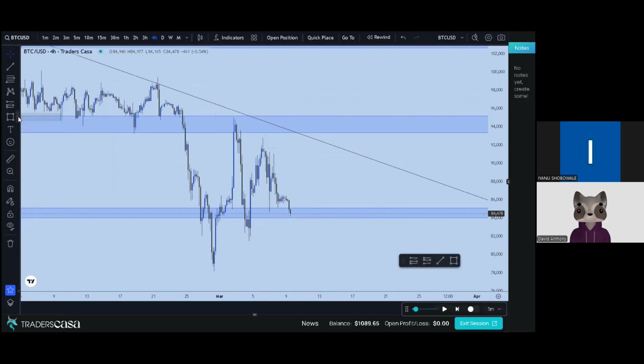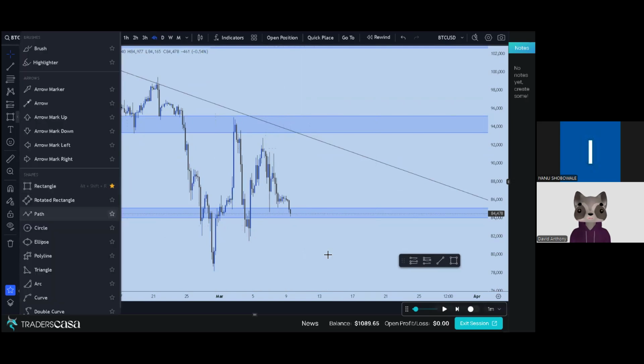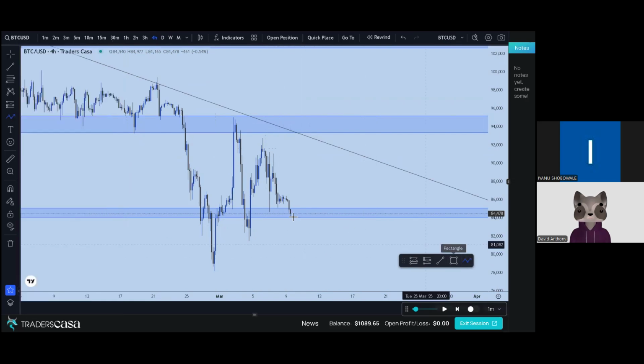So we're looking for price to break down to the downside, tap and continue going. Break and retest, simple break and retest strategy. Right? This is what we're waiting for. We're expecting price to continue lower. Are you with me?